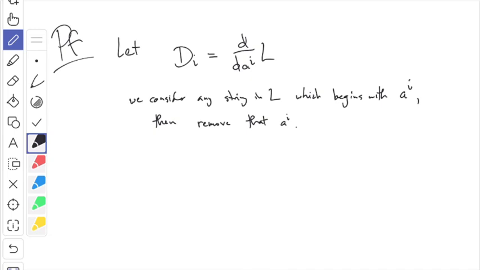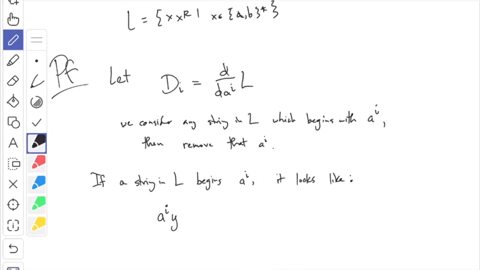Well, it might be helpful to say, what do those strings look like to begin with? If a string in L begins with A to the I, then it must look like, if it starts with A to the I, then it has some other stuff after it. Maybe I'll call it Y. I don't want to call it X just because I already used X up top in the definition of L. Let's say it starts with A to the I and then has some other stuff.